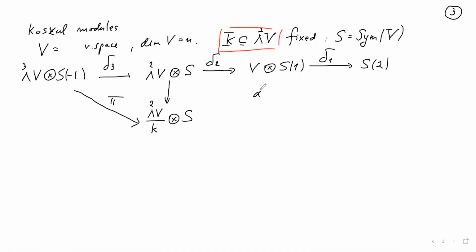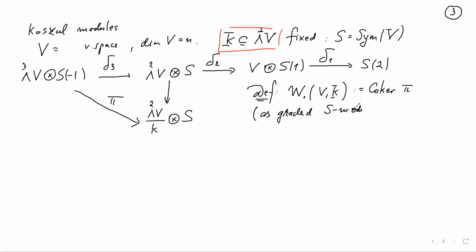And here comes a definition, which at first sight, if you haven't seen it, looks maybe peculiar. I call the Koszul module, which for some reason is denoted by W of V and K. So V, a vector space, K, a subspace, wedge 2V, is simply the co-kernel of pi as a graded S module. I will spell it out in a second. It's an absolutely central definition to the talk.